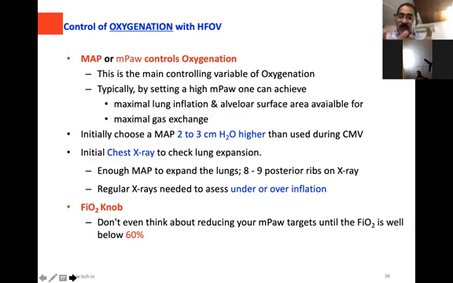So this is important here. When you want to have the child on the oscillator, before you do that, you need to see what your existing pressures are on the conventional ventilation. Let us say your existing pressures are 25/5 or 25/6 with a mean airway pressure of, let's say, 18. What you need to do here is choose a MAP around 2 or 3 higher than the mean airway pressure in the conventional ventilation. That is important.